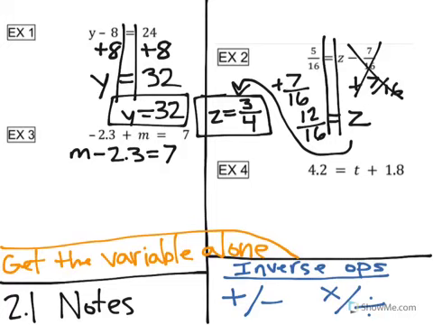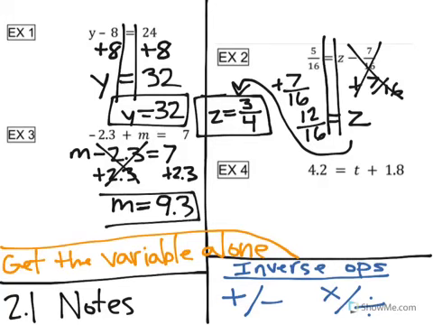So in order to solve this, we have subtraction. We're going to add, so plus 2.3. And we're going to add 2.3 to both sides of the equation, because that's where our equal sign is. And you don't necessarily need to draw that wall, but you can. So over here, negative 2.3 plus 2.3 is going to cancel out, and we just have m equals 7 plus 2.3, which will give us 9.3. And that's your answer for that one. Alright, one more problem.